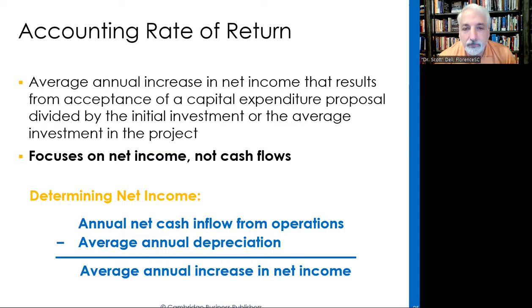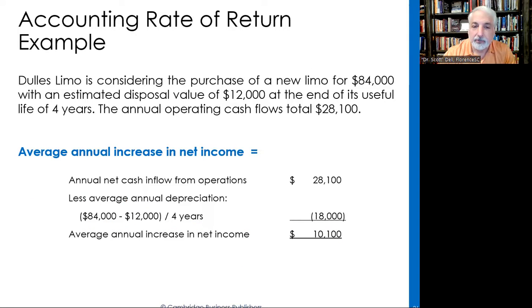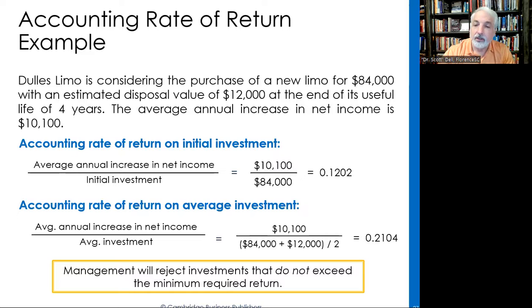And let's talk about the accounting rate of return. The average annual increase in net income that results from accepting a proposal divided by the initial investment or the average investment in that project. So the average net cash flows from operation minus the annual depreciation, we're going to take out the depreciation as an adjustment, a non-cash flow item, over the average annual increase in net income. So that's going to be a rate of return that we calculate. And the example here, 28.1 is the annual net cash flow from operations. We're going to take out the depreciation of the initial expenditures, average depreciation, average annual increase in net income, it's an after depreciation increase in net income that's calculated. And we have that 10.1 out of the 84,000 initial investment, and we get 12%.